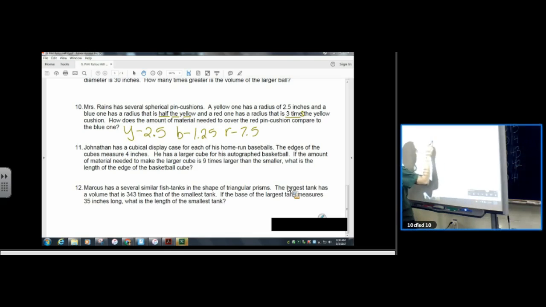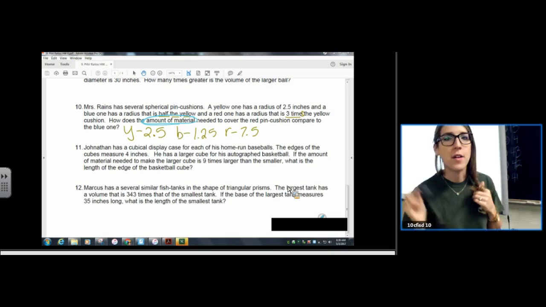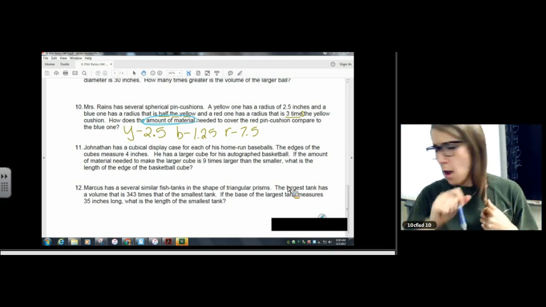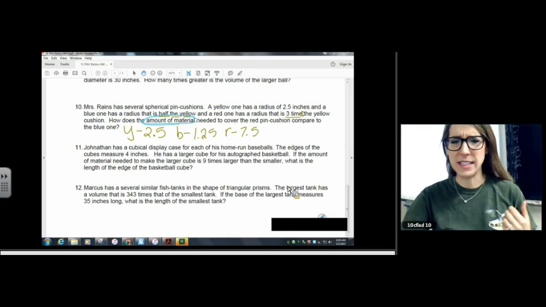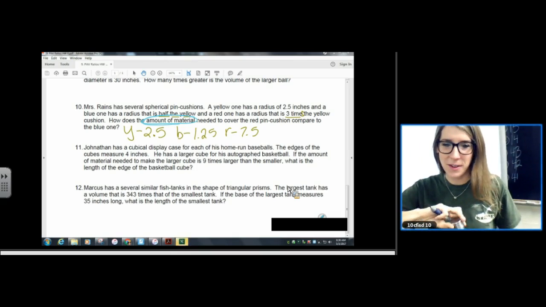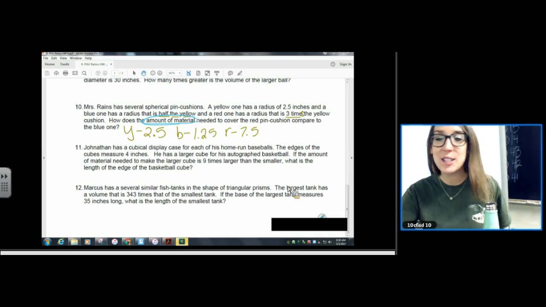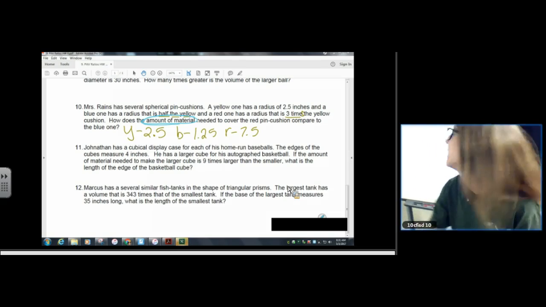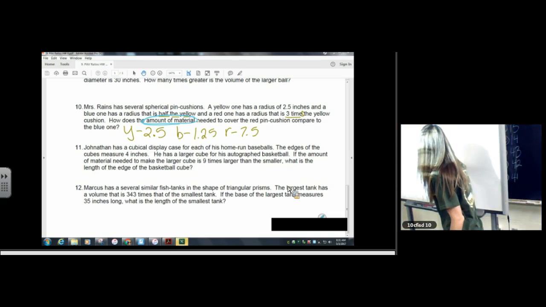How does the amount of material needed compare? Is that 1D, 2D, or 3D? Good. It's surface area, so it's 2D, two-dimensional.